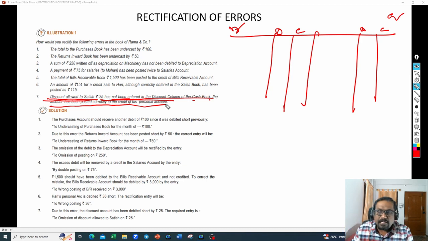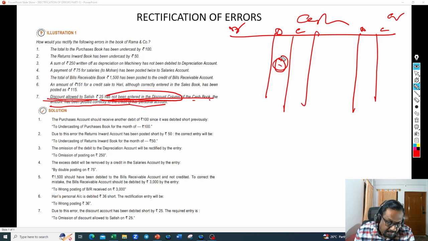Cash book also got entered correctly, but where did it not get entered correctly? In discount account. Sorry, in the cash book it has not been entered in the discount column. So the cash book did not get entered correctly, but the personal account got entered correctly. That is what he's trying to say.